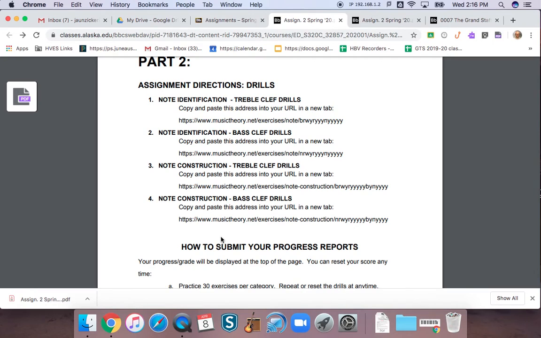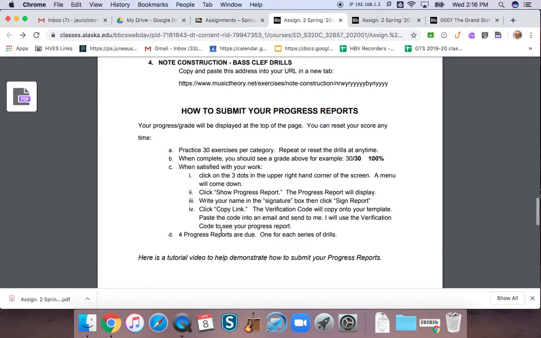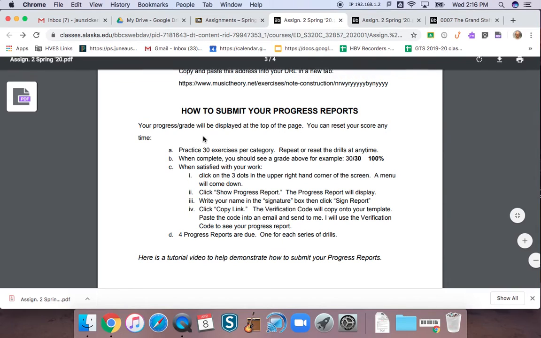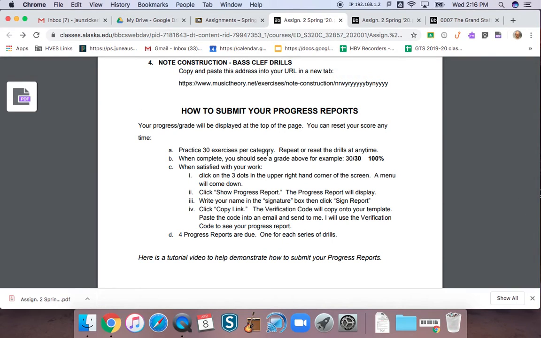assignment drill. So here's what you do. How to submit your progress reports. Your progress grades will be displayed on the top of the page. You can reset your score anytime. Practice 30 exercises per category. So read these directions, and this will tell you how to do the assignment. I'm not going to read them out loud.